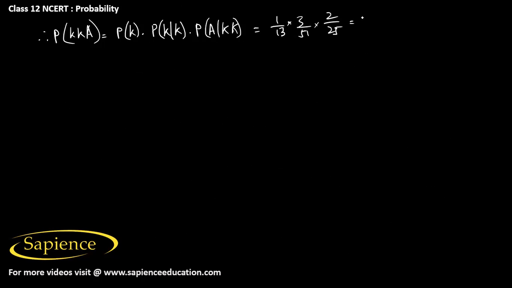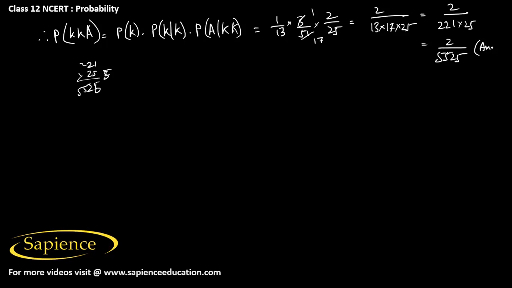Now 3 will cancel out with 51: 3 ones are 3, 3 seventeens are 51. So it will be 2 by 13 into 17 into 25. 13 sevens are 91, plus 130, that is 221, into 25. 25 ones are 25, 25 twos are 50, so 5525. So the answer is 2 by 5525. This is your final answer. Thank you.